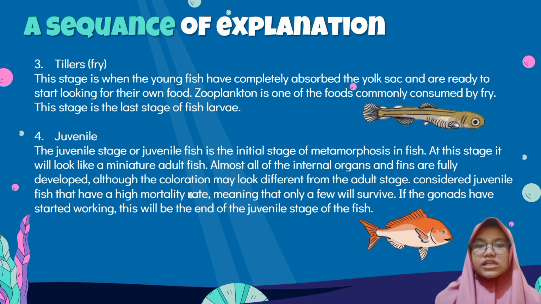The juvenile stage is the initial stage of metamorphosis in fish. At this stage, it will look like a miniature adult fish. Almost all of the internal organs and fins are fully developed, although the coloration may look different from the adult stage. Juvenile fish have a high mortality rate, meaning that only a few will survive. If the gonads have started working, this will be the end of the juvenile stage of the fish.